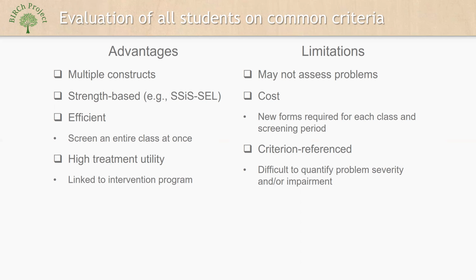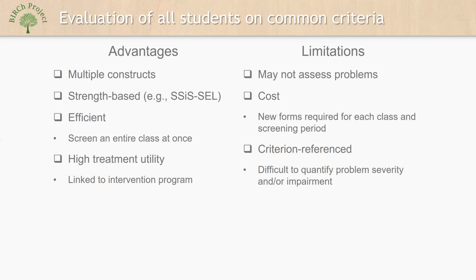Some of the limitations of this particular method is that it may not assess problems. The SSIS in particular doesn't tap things that may interfere with learning, things like depression, anxiety, or internalizing problems. So if you're interested in assessing not just strengths or skills, but also the problems that may interfere, you might have to combine this with another method. The cost can sometimes be prohibitive when you think about you have to use a form for each classroom, for each screening period, and it has to be across multiple domains. There is an option for using an electronic version, which can help you cut down on some of that cost.